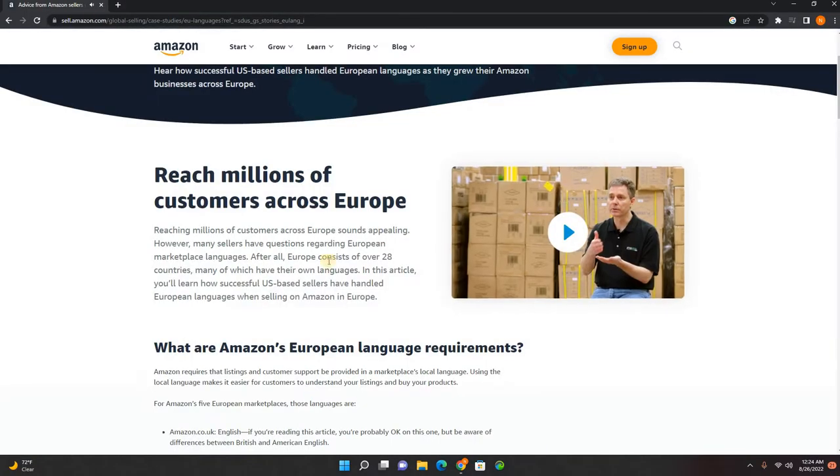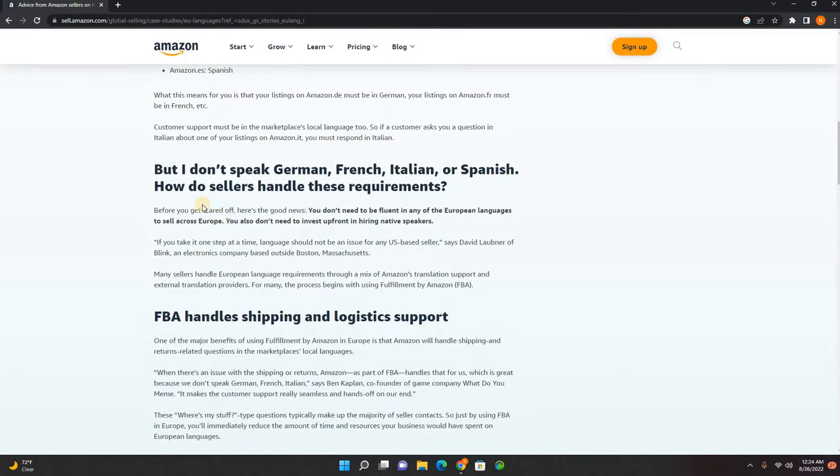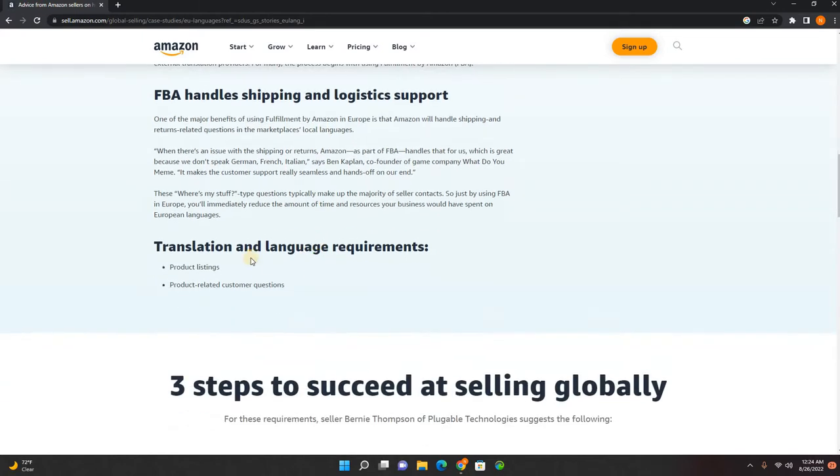Okay guys, you understand this topic. So what are the Amazon Europe language requirements? These are the steps you have to follow. But what if you do not speak German or French? So how do sellers handle these requirements? You can check from here. FBA handles shipping, so you can check it.